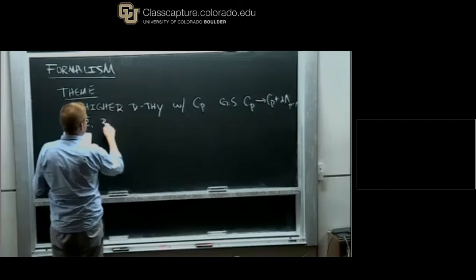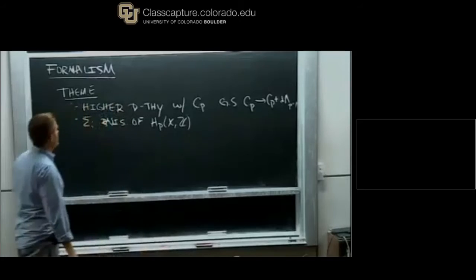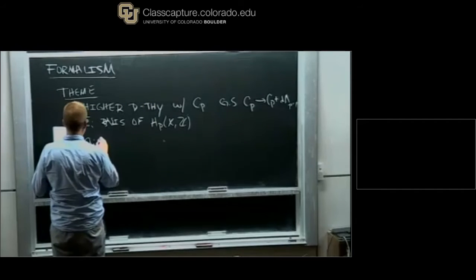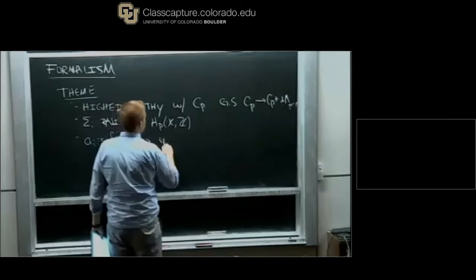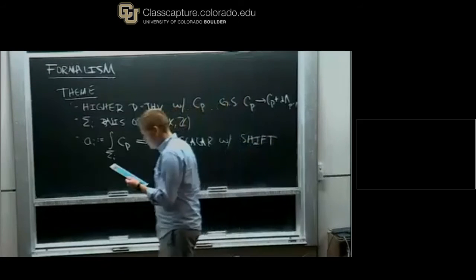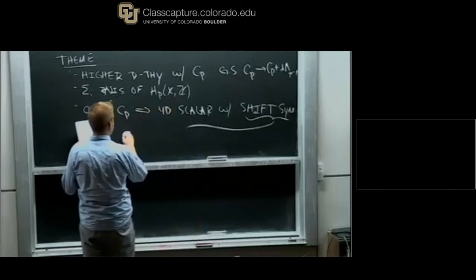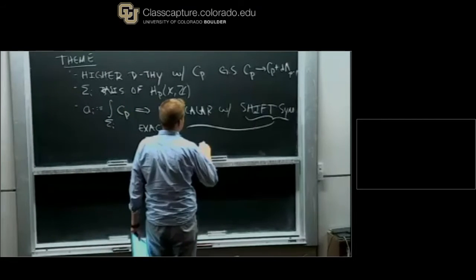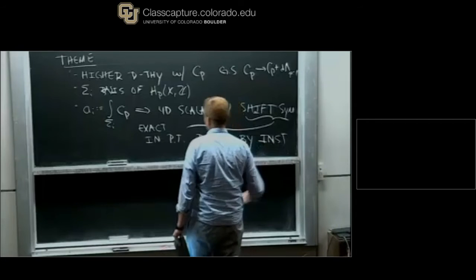So if you take sigma_i, a basis of H_p(X, Z), notice I'm not even talking about which type of string theory or what type of manifold X is necessarily. If you just have a basis, then you can get 0 forms in 4 dimensions, that is, axions with a shift symmetry, from integrating these p-form fields over the sigma_i's. And this gives you a 4D scalar, assuming I'm compactifying to 4D, with the shift symmetry. And this symmetry is exact in perturbation theory, but it can be broken by instantons. So this is the basic formalism.